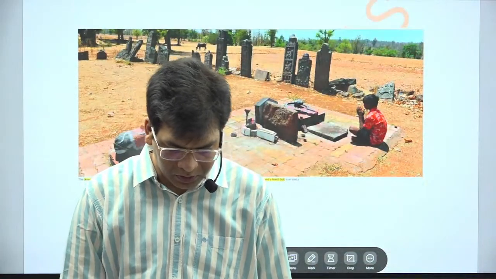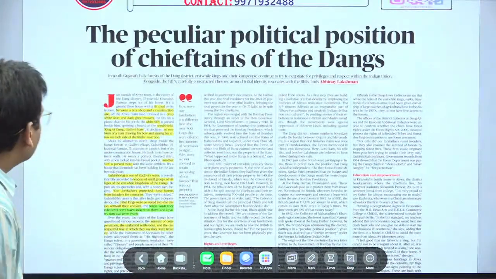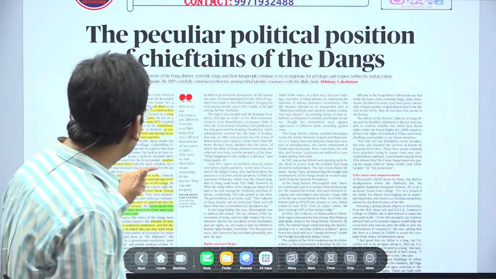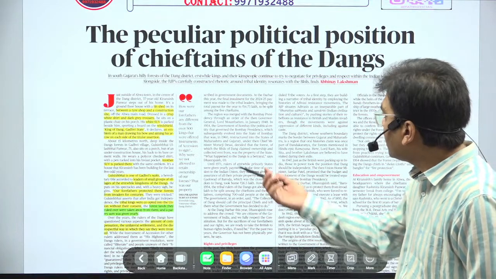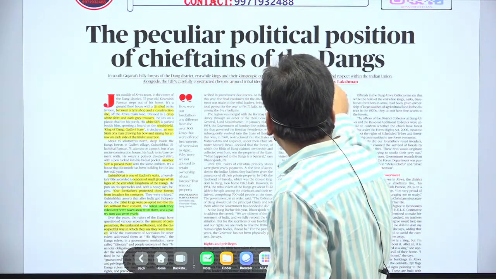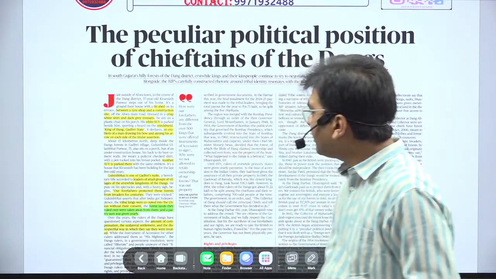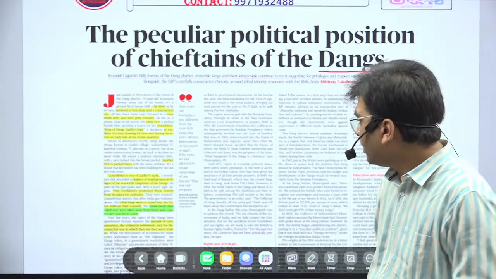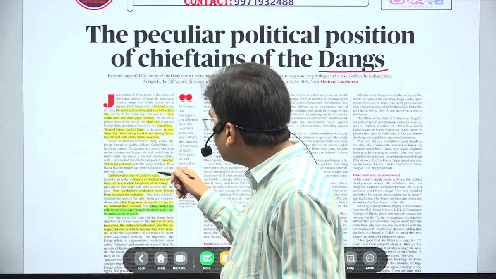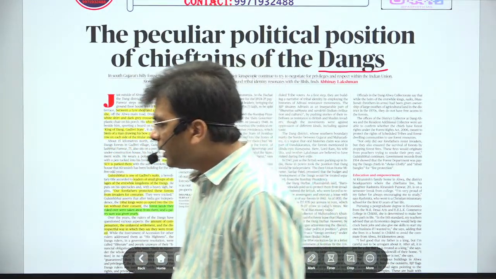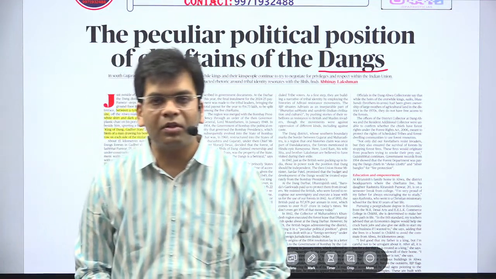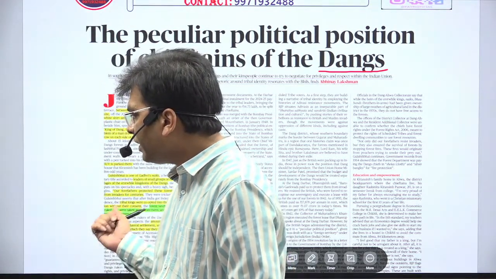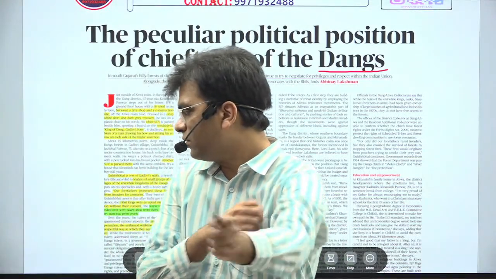The first topic that today we have seen in the newspaper is the peculiar political position of the chieftains of the Dangs. Here it has been discussed that the Dangs is an area where there are many tribal communities. One of the tribal communities discussed is the Bhil community, and how they have been treated by the government after independence. So here it is discussing the post-independence situation of India and how the Indian government has dealt with these Bhil communities.